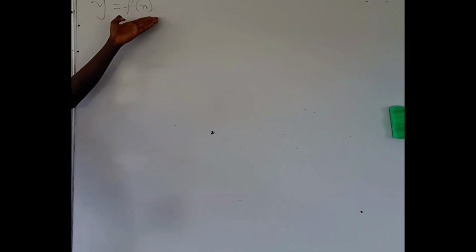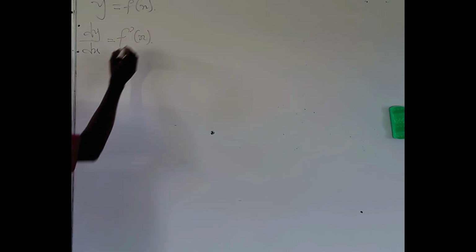So differentiation means you are finding the derivative of variable y and x. When you are looking for the derivative of variable y and x, the differentiation is going to be dy over dx will be equal to f prime of x. So you have looked for the derivative of f of x.